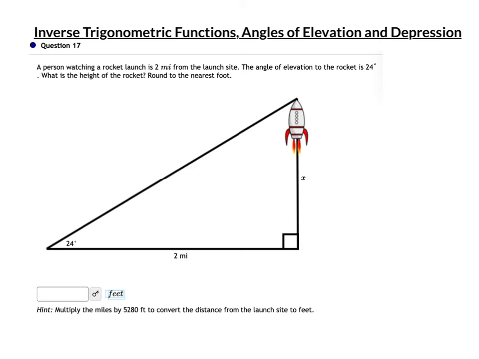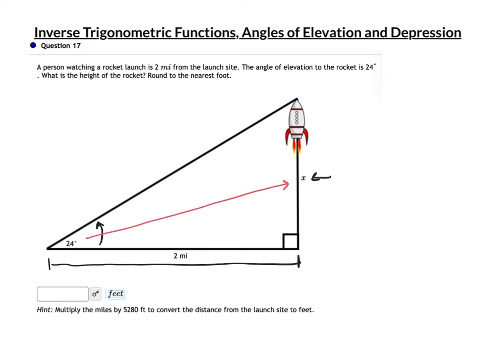In question 17, there's a rocket launch, and somebody's watching it from a great distance away. The angle of elevation formed is 24 degrees. They are about 2 miles from the launch site. That's that distance right there. And we want to find how high the rocket is. Well, our angle is right there.